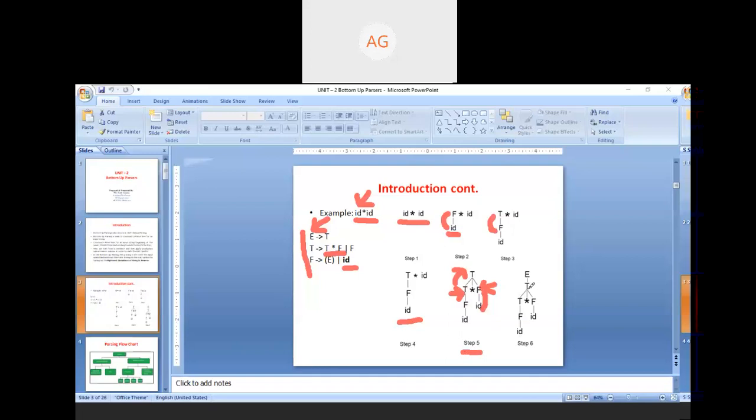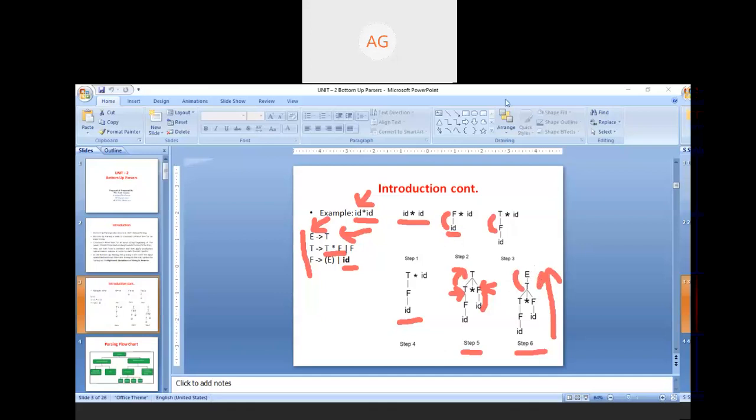Now t is derived from e, as you can see from the first production. So you can just replace t with e. So this is the parse tree at step number 6. This is how we are moving bottom up, from the leaves to the root. id is in the leaves and e is at the root, which is the top symbol. By using this technique, we can make the parse tree by using bottom up parsing. All of you understand it?